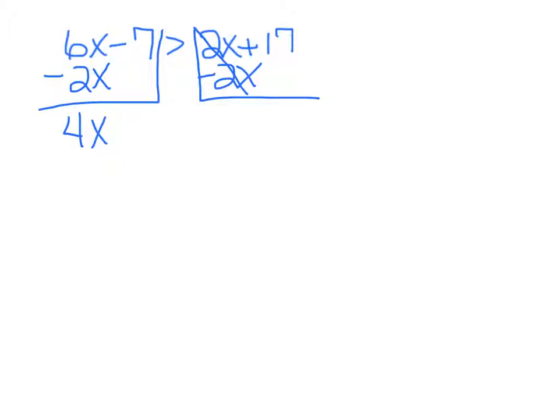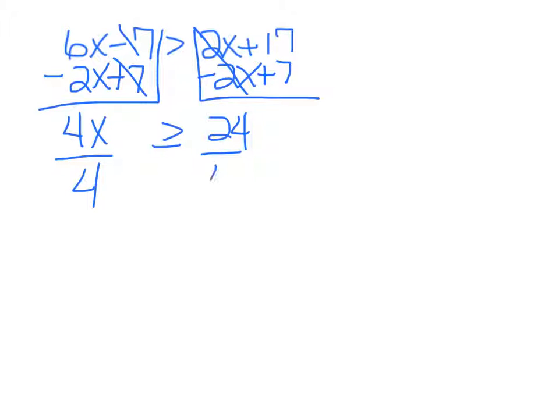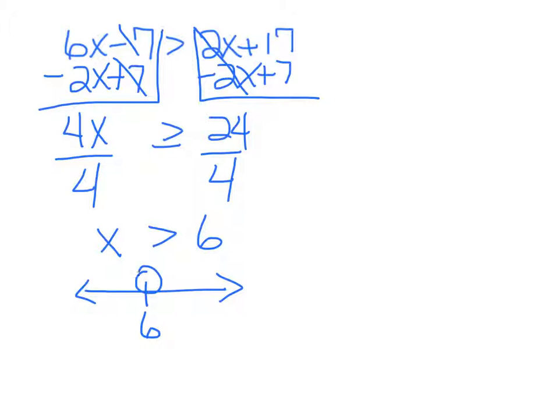Then I want to put all my constants on the right. So how do I get rid of the negative 7 right here? I'm going to add 7 to make that go away. So I'm going to add 7 to the right side. So 4x is greater than 24. Now I'm going to divide the left side by 4, so I divide the right side by 4, and we get that x is greater than 6. We graph that, looking for the number 6, looking for an open dot, and looking for my arrow to go to the right.